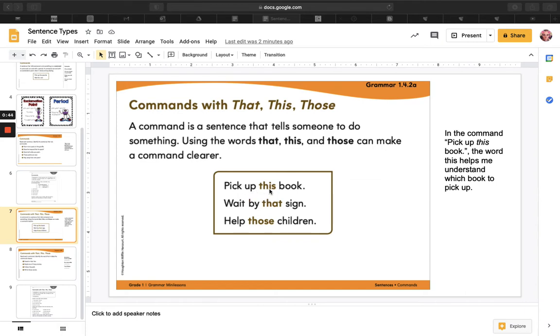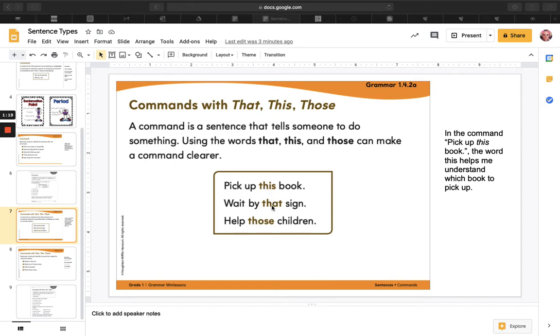Pick up this book. So in our command, pick up this book, the word this helps me understand which book to pick up. Wait by that sign. The word that helps me know what sign I need to stand by. And in the command, help those children, the word those is helping me to understand which children I need to help.